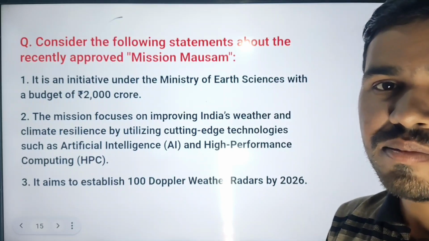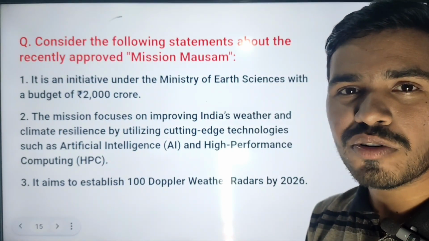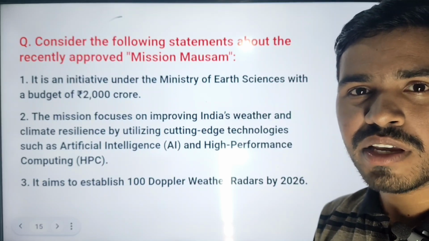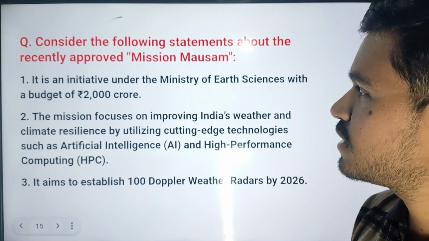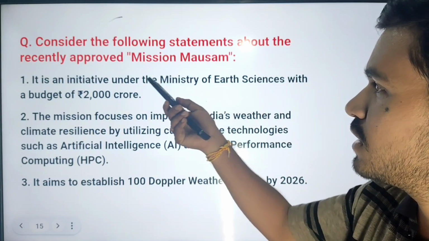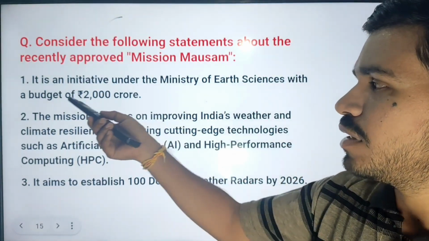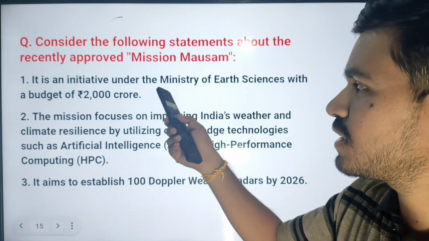So under this scheme, government want to improve the radar systems in our country. By that we can accurately predict the weather conditions. So in that regard, first statement is correct. It is an initiative under the Ministry of Earth Sciences and with a budget of 2000 crore. So this statement is correct.